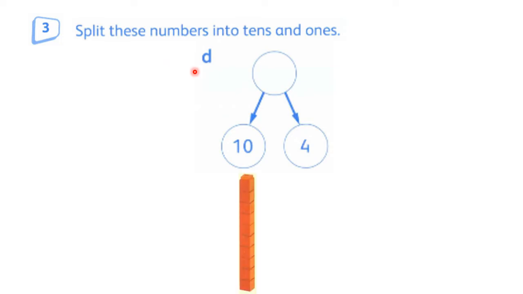D. We have 1 ten and 4 ones, and the whole number is 10 plus 4. So we have 10, 11, 12, 13, 14. So the whole number is 14.